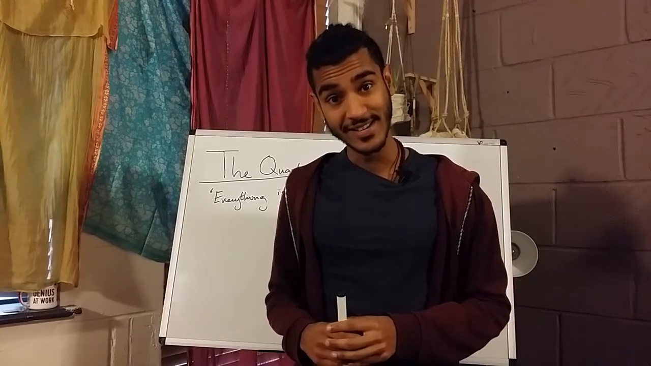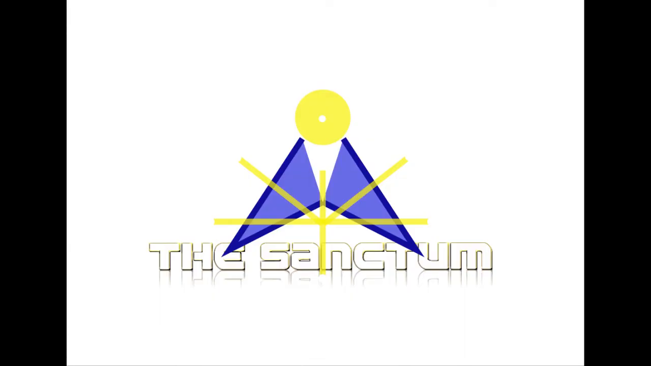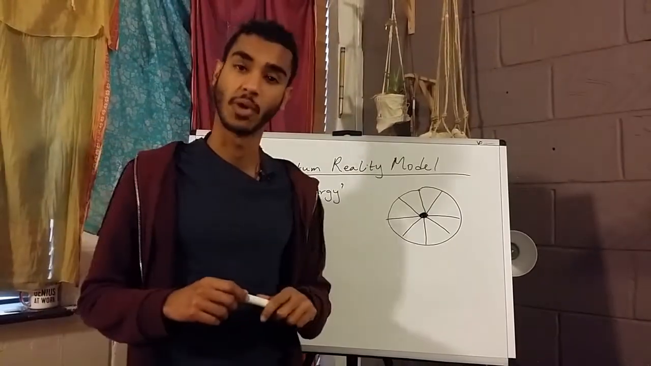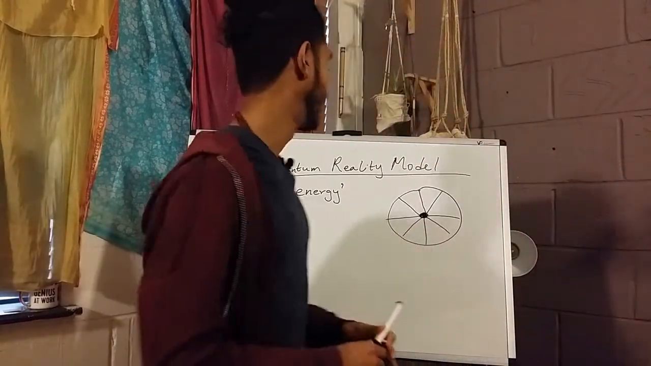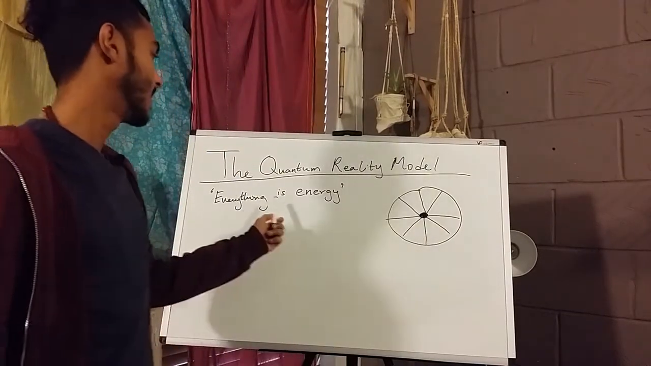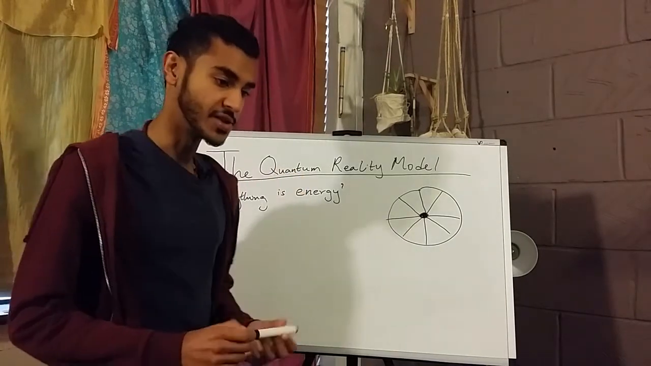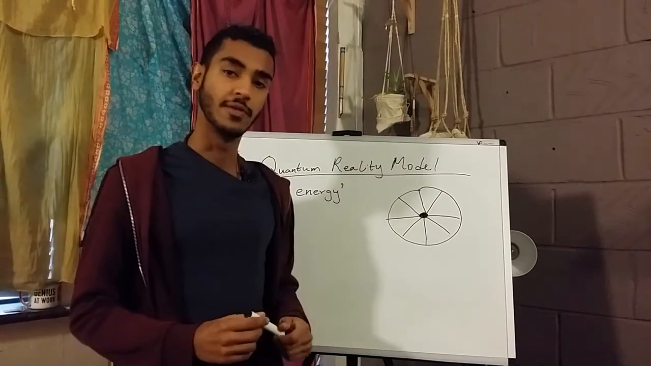Everything is energy. Let's talk about that. For us to understand how we can manifest our reality easily and effectively, we need to understand the quantum reality model. There are many names for this model, but essentially what this model says is that everything is energy. And it's very crucial that we understand this principle very well. But what do I mean by everything is energy?